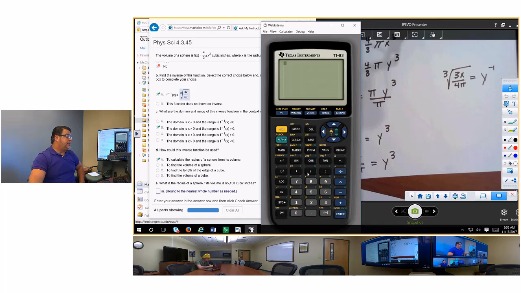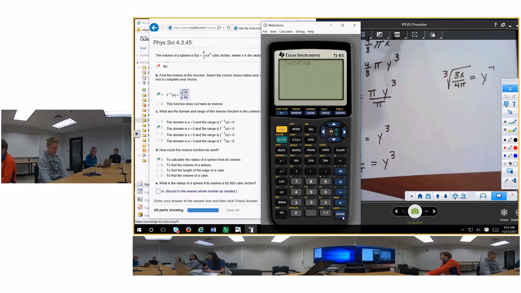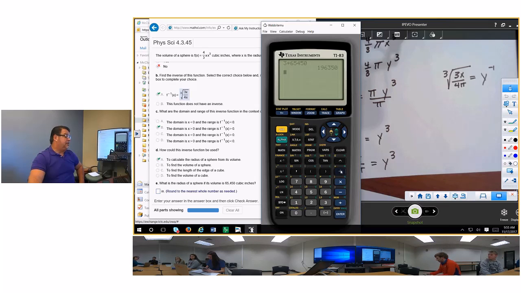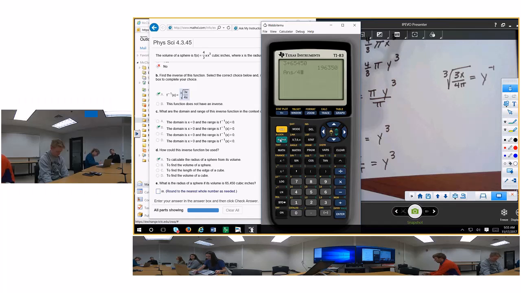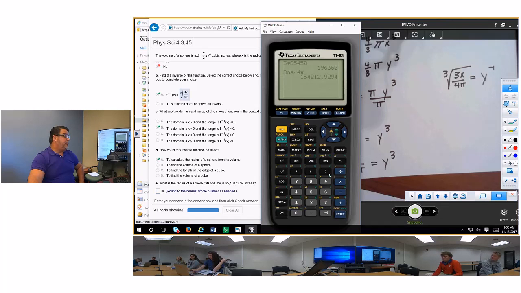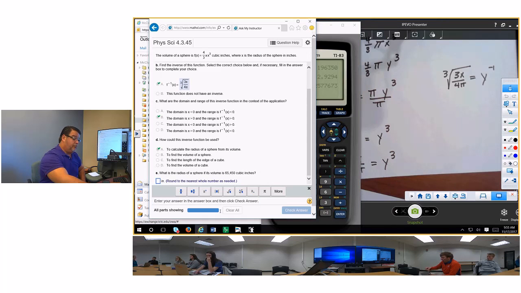So parentheses are 3 times 65,450, which is equal to that, divided by 4, second up arrow, and then take the cube root of it, which is raised to the 1/3 power. I got 53.63. It says round to the nearest whole number, so that would be 54. So 54 inches should be your answer.